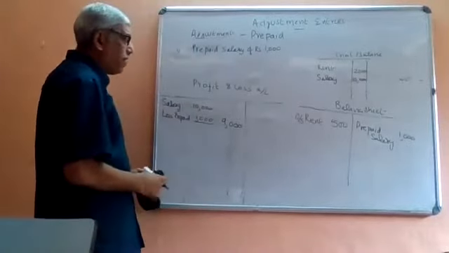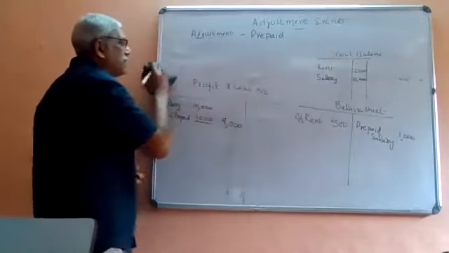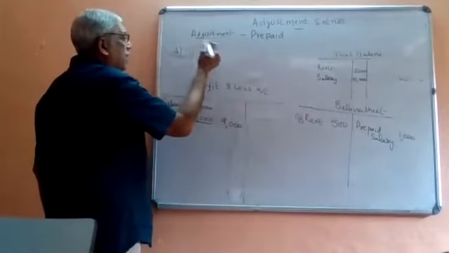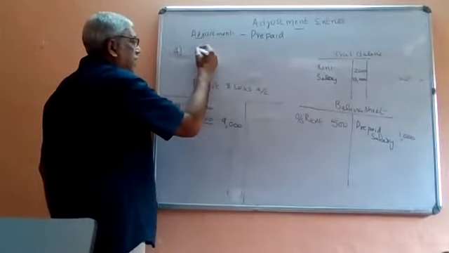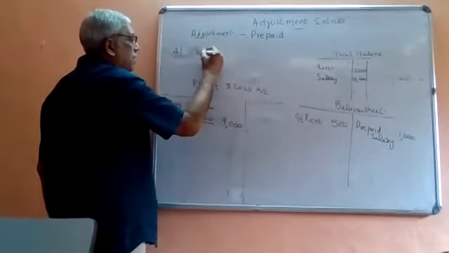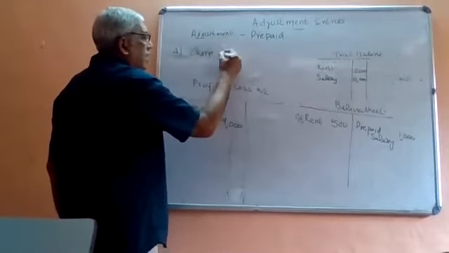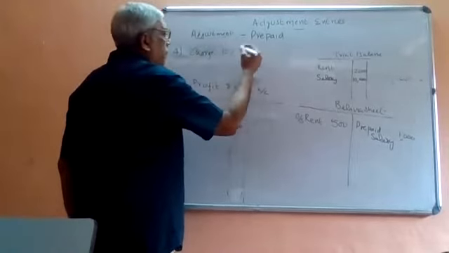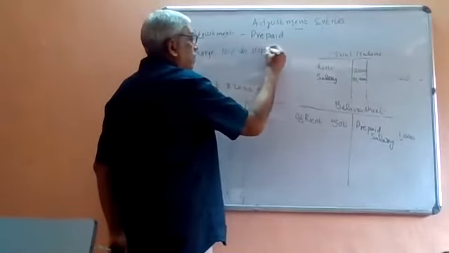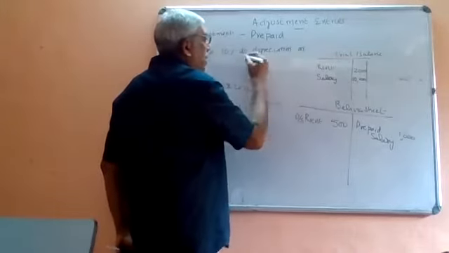Now the fourth entry. Let us see the fourth adjustment, which is another very important one, and that is: charge 10% as depreciation on machinery.